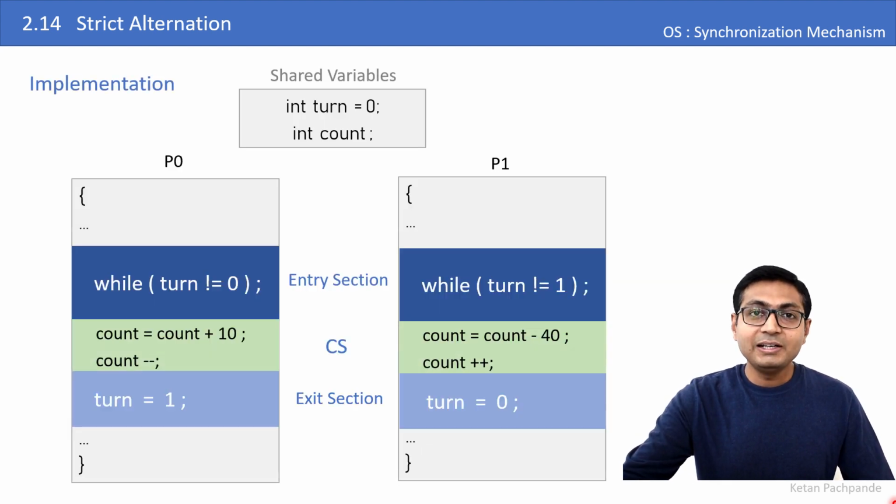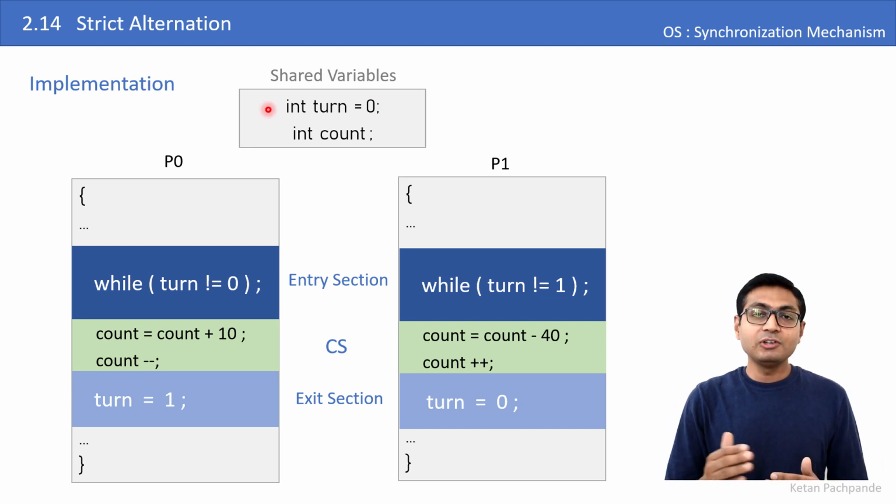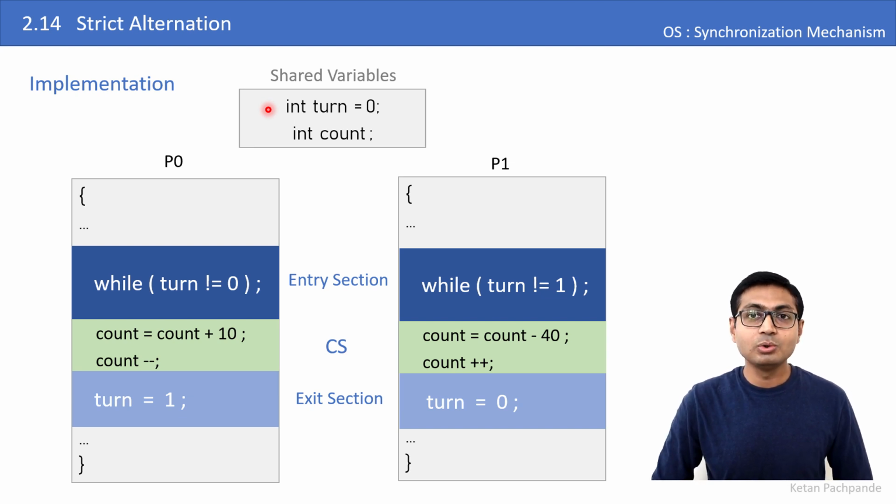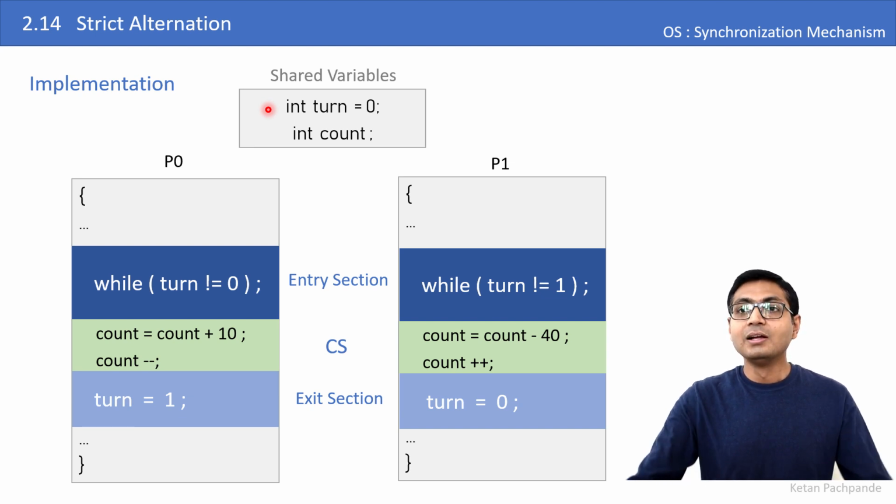Let us look at the implementation of this mechanism now. So here are the shared variables I have taken. Integer turn, which is initialized to 0. Now, what should be the initial value of turn? That you as a programmer have to decide. If you as a programmer want to make the process P0 enter into the critical section first, then you have to set the initial value to 0. Otherwise, if you want P1 to enter into the critical section first, then you have to set the initial value of turn as 1. So let me take here turn's initial value as 0 and some shared variable which is count.